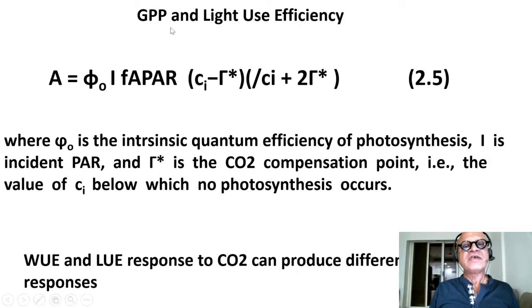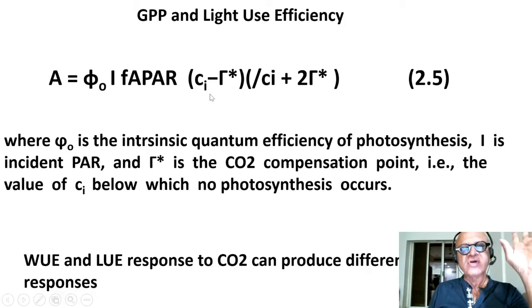Okay, so the other way is to look at light use efficiency. In this case, A is a function of the intrinsic quantum efficiency of photosynthesis. We won't say exactly what it is. I is the incident photosynthetically active radiation, and FA PAR is of course the fraction of absorbed PAR, and then Ci again is the mole fraction of CO2 below which no photosynthesis occurs. So unless CO2 is above a certain threshold, the plants are not going to spend the energy to try to photosynthesize. And gamma star here is the CO2 compensation point.